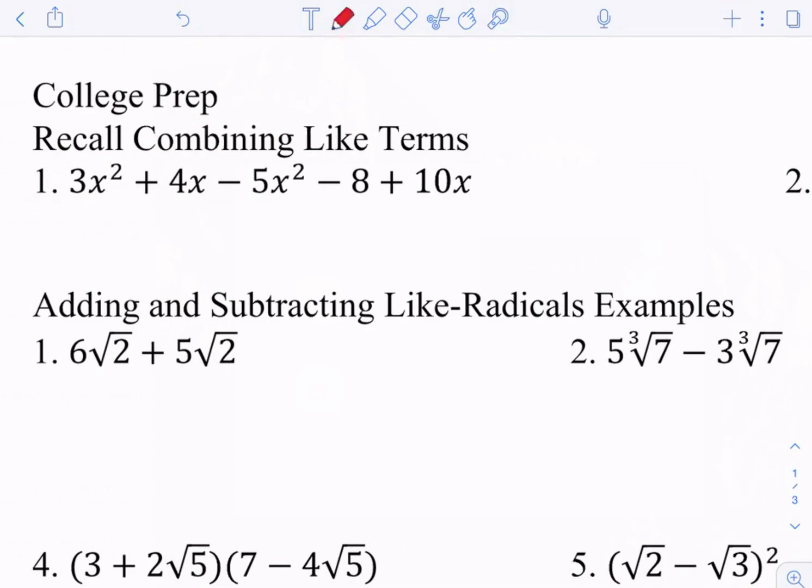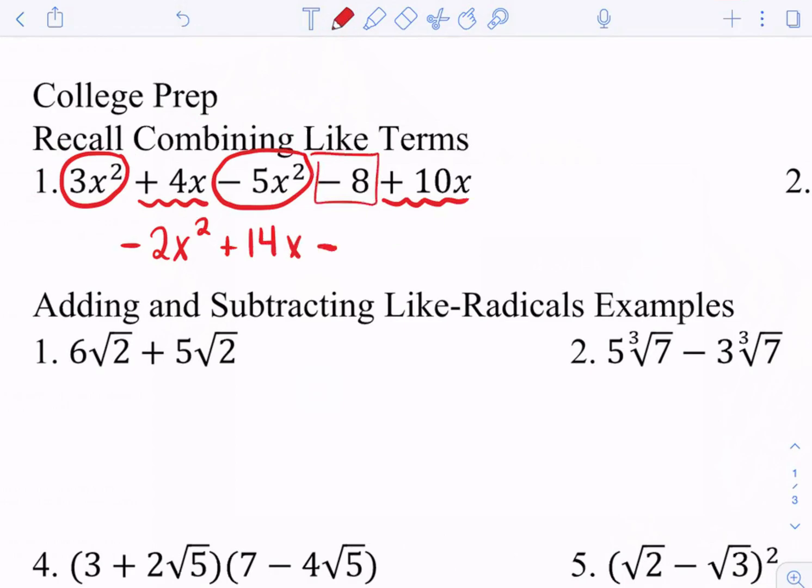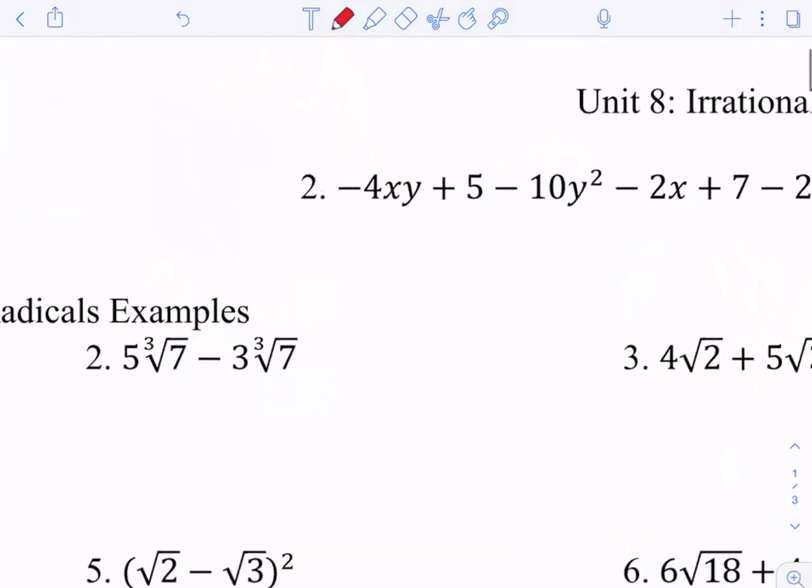So taking a look here, I have 3x squared. I have to look for anything else that just has x squared. So here I have a negative 5x squared. If you remember, those are like terms. So 3 minus 5 is negative 2, so I have negative 2x squared. Then I have a positive 4x and a positive 10x. So 4 plus 10 is 14x. And then, last but not least, I just have minus 8. There's nothing to combine with it. So that's just a little refresher, a little reminder.